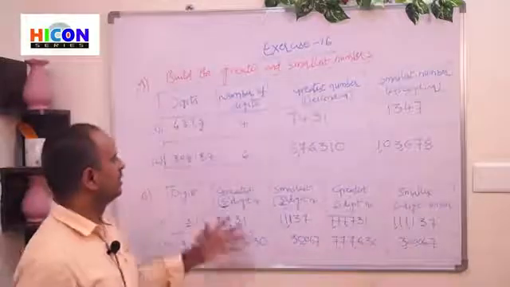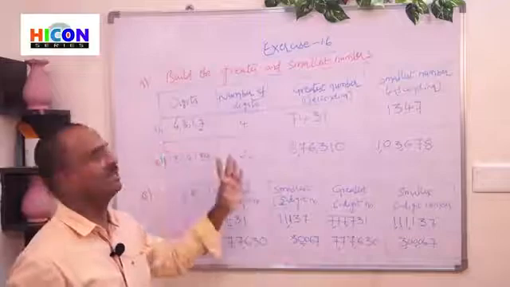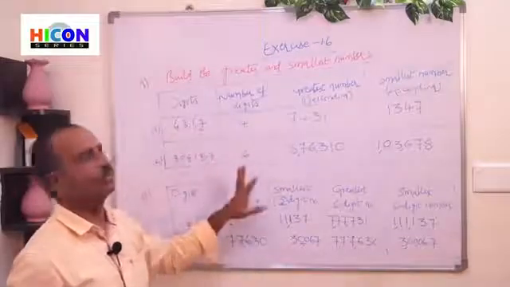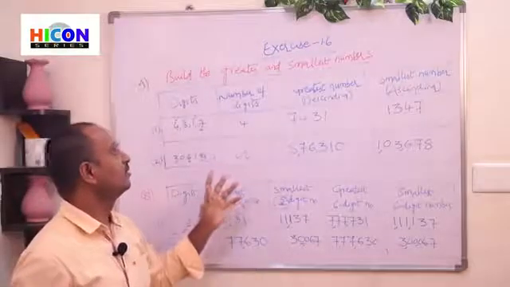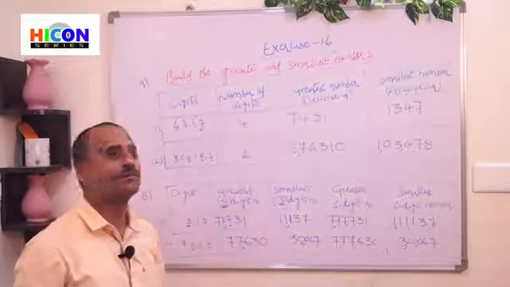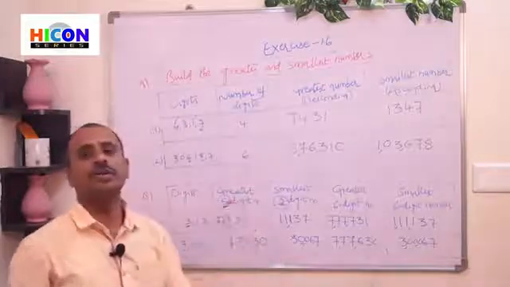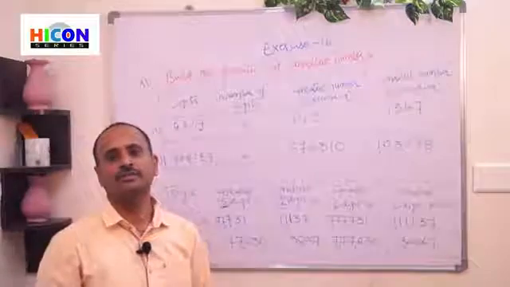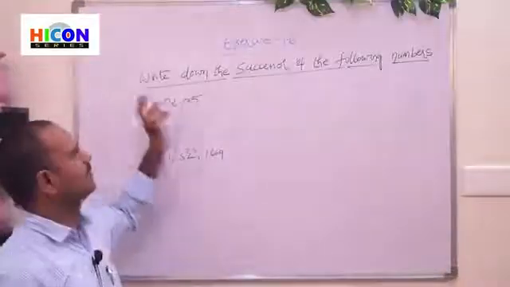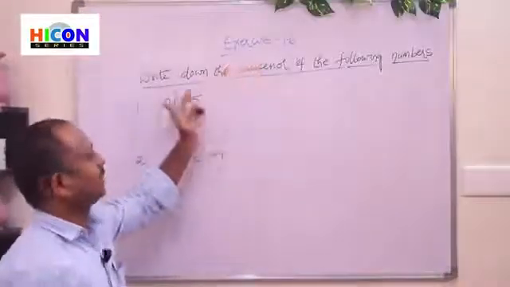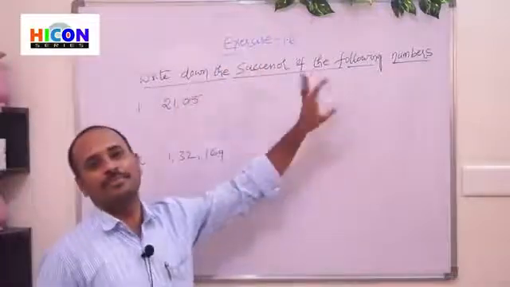So children, this is about how to form the greatest and smallest numbers. There are some more problems in this exercise. Practice the remaining problems in this exercise in the PDF given by your teacher. The next section in exercise 1.6 is: write down the successor of the following numbers.